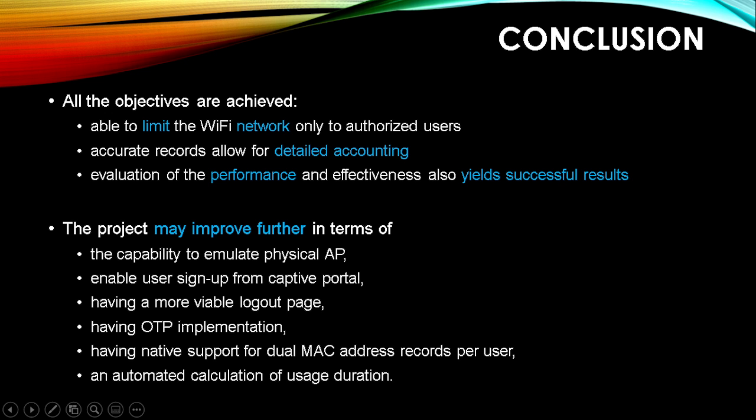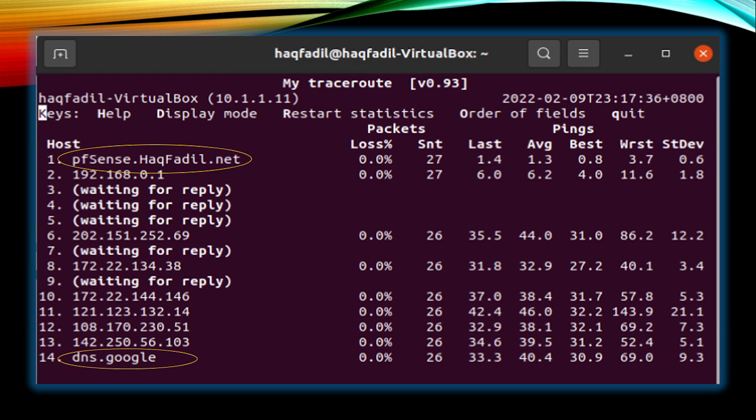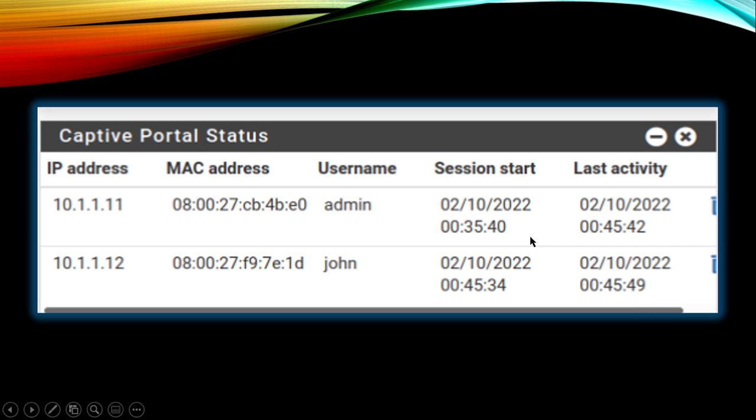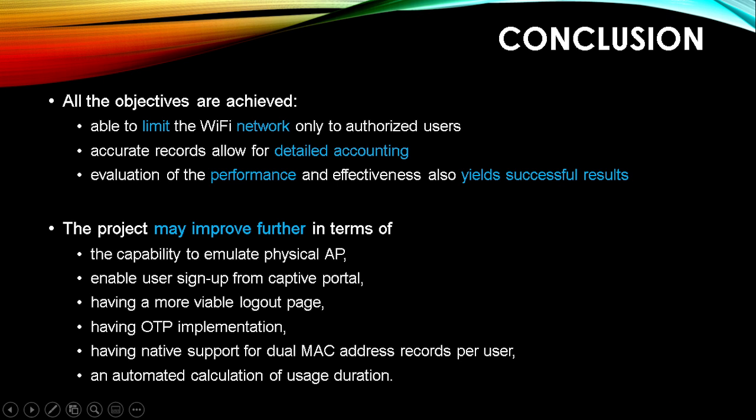So there are 4 tests that have been done, which are captive button redirection success, user progress changes, network user integration, which are detailed, and also disconnect connected user. So as a conclusion, the objectives are achieved. The system is able to limit the Wi-Fi network to different authorized users, and accurate records allow for detailed accounting. Also, the evaluation of the performance and effectiveness also yields successful results, as I have presented before.